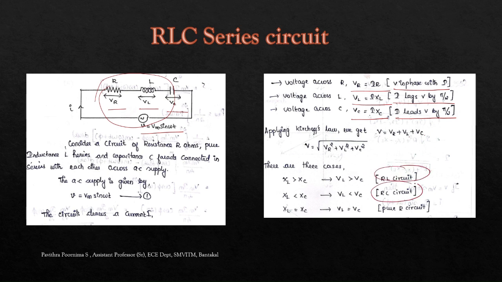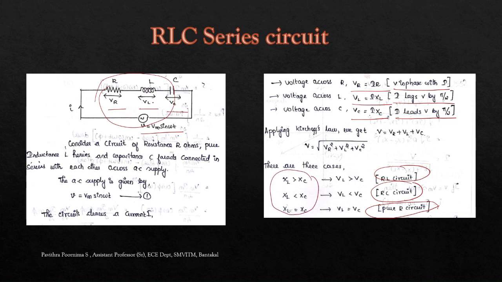One is RL, second one is RC, and third one is pure R circuit, meaning the same combinations of circuit. What happens when it behaves like RL, RC and pure R? So we are having three cases over here.